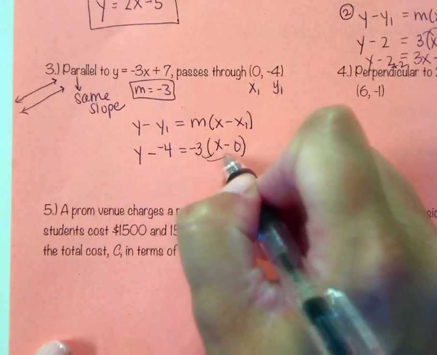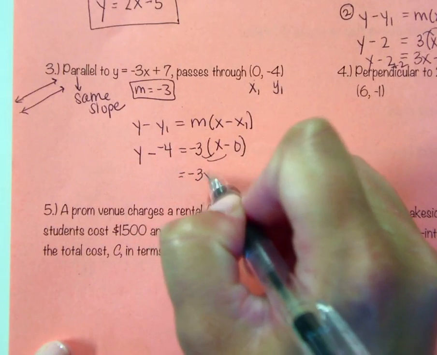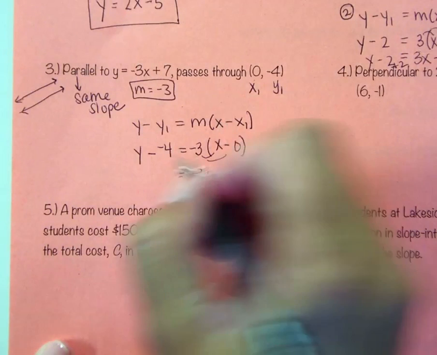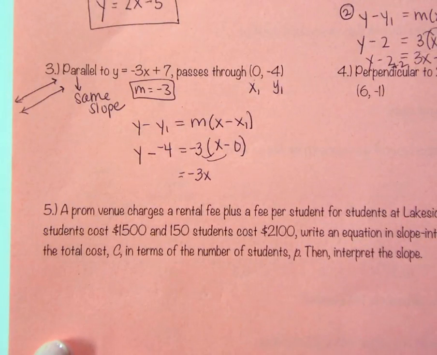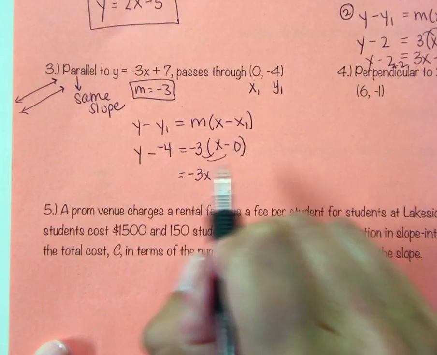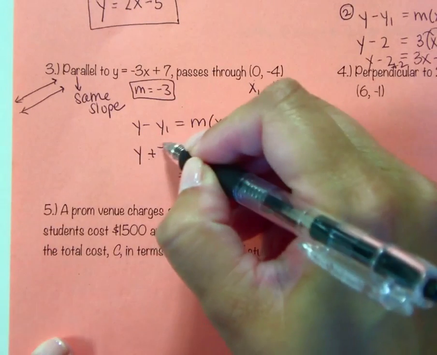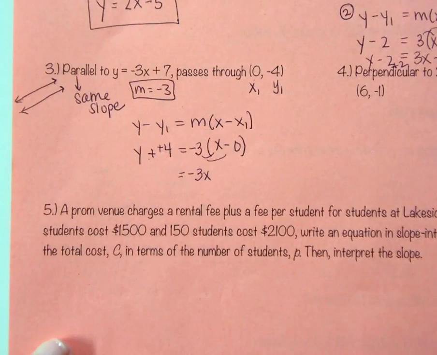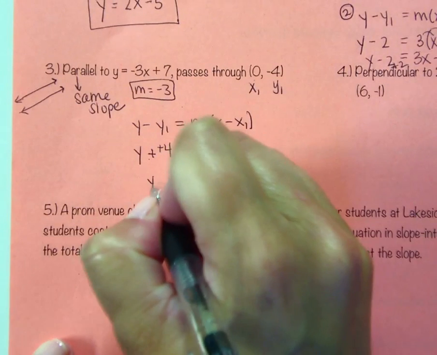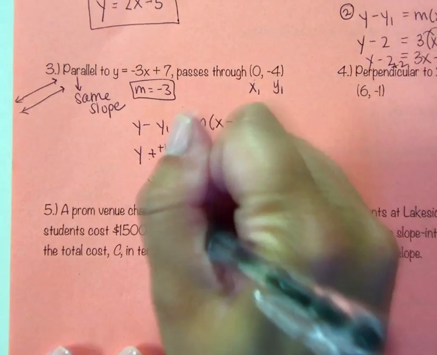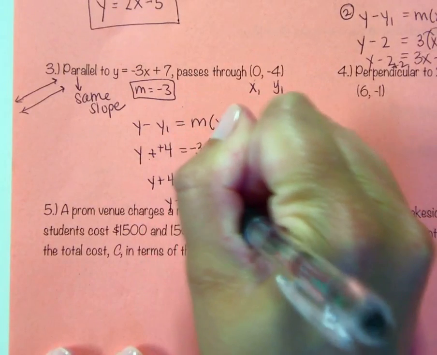We can then again distribute that -3. Since we have a 0 here, we're just going to end up with a -3x on the right-hand side. Then I'm going to make that minus a negative a plus. So I'm going to bring down y plus 4. And then when we move that to the other side, it will be by subtracting.